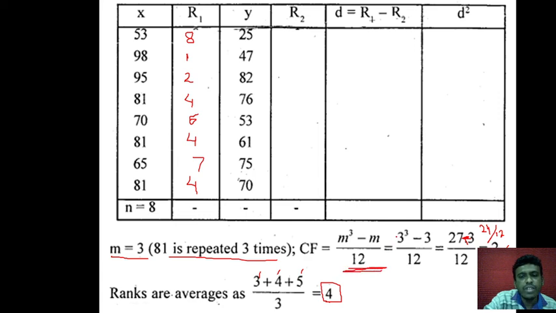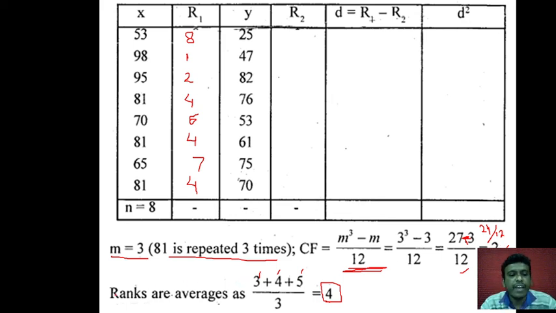Okay, so what is m cube? M cube, ties existed at 3 places, so 3 cube minus 3, at how many places? Which rank is not important here, at how many places? So if there were ties at 2 places, we would have taken 2 cube minus 2. Okay, now 3 places were there, so 3 cube minus 3 divided by 12, so this is 27 minus 3 divided by 12, which is equals to 24 divided by 12, which is equals to 2.